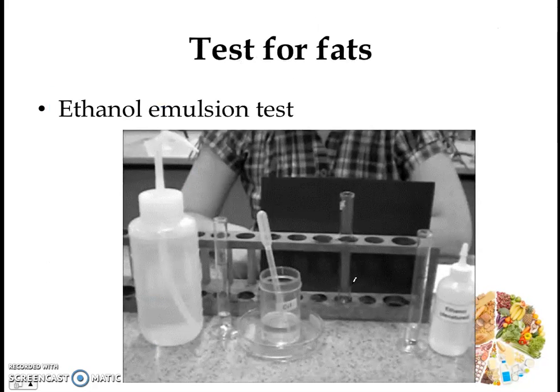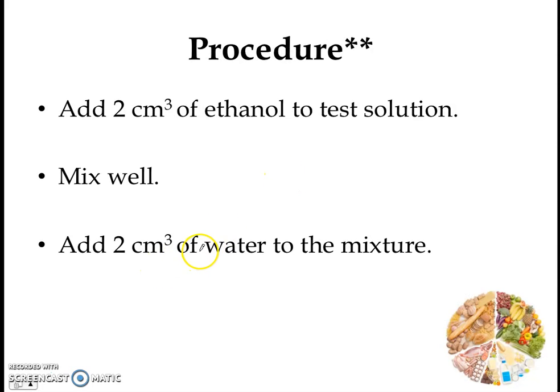Now, speeding right on to the test for fats, we call this the ethanol emulsion test. Okay, you should have watched the video online. Now, the procedure for the ethanol emulsion test is different depending on whether your test substance is a solution or a solid. So if your test substance is a solution, then you will follow the procedure on this slide.